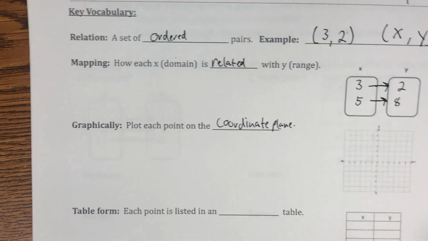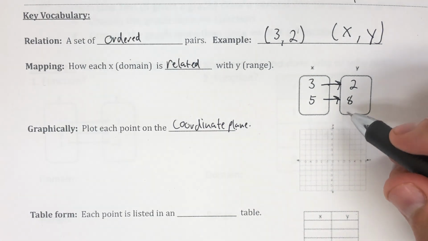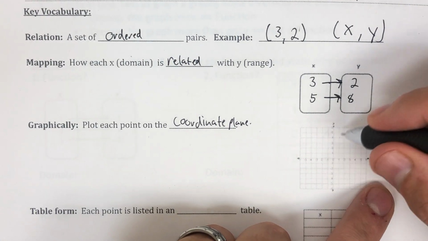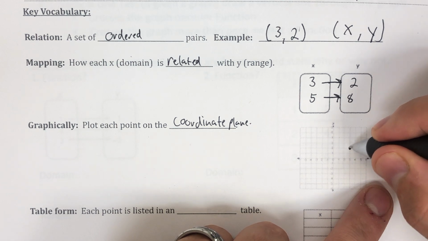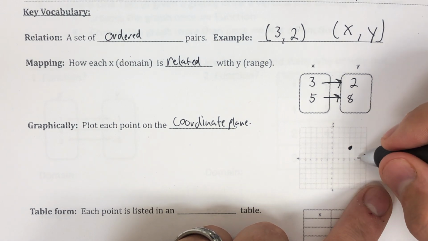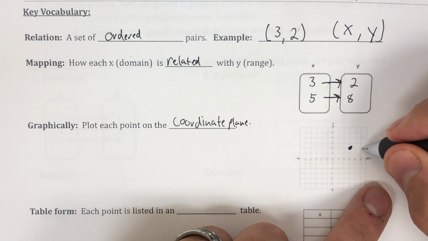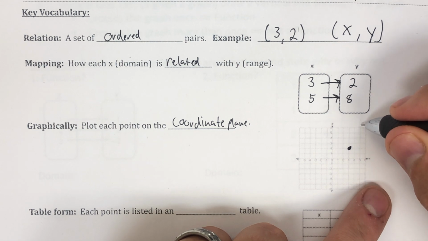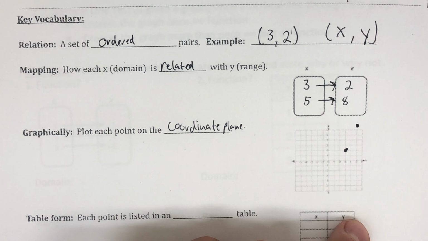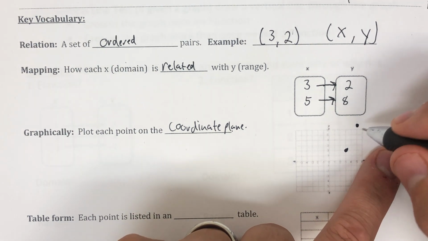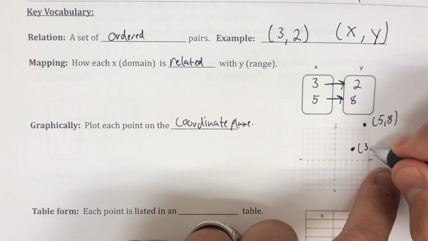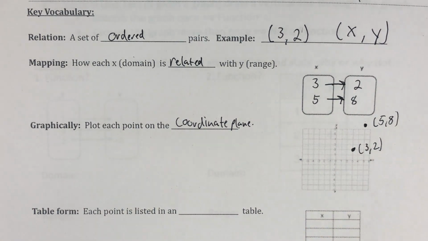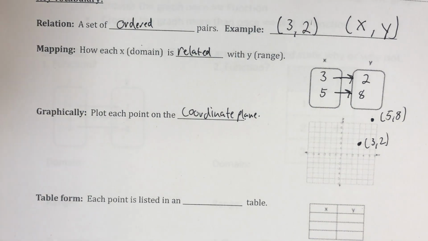Graphically, if we indicate our relation graphically, we'll plot each point on the coordinate plane. And you should have plotted points in the past. But here, if I were to plot my 2 points, 3, 2, I would go over 3 for x and up 2 for y, and over 5 up 8 for my second point. So that is how we would graph our points. So this is the point 5, 8, and this is the point 3, 2. So we'll have to do quite a bit of graphing this chapter.